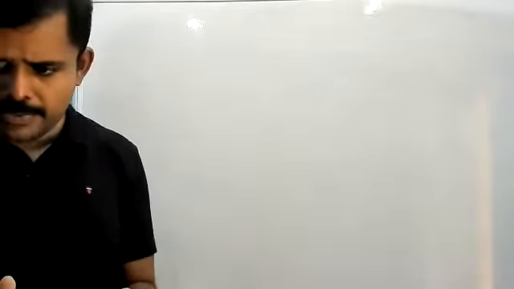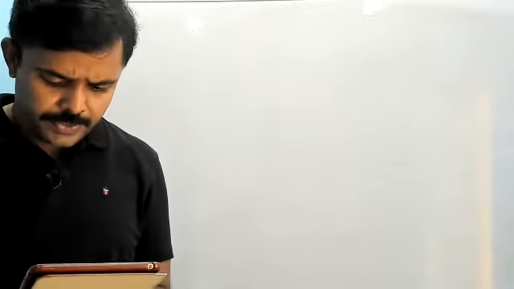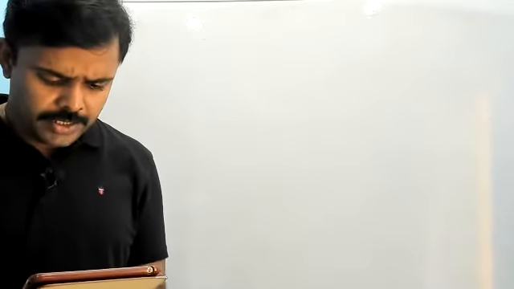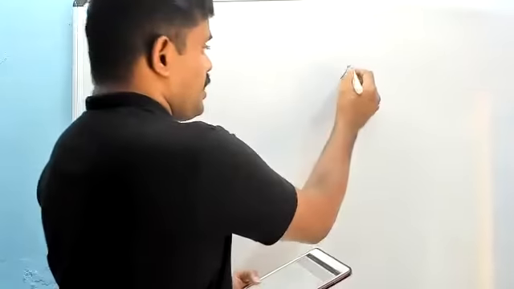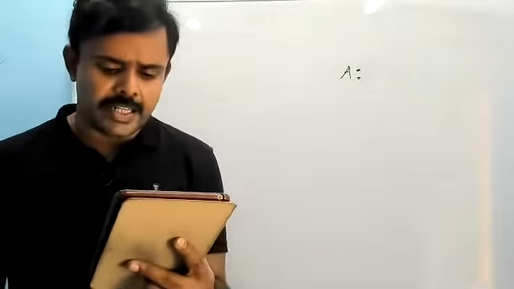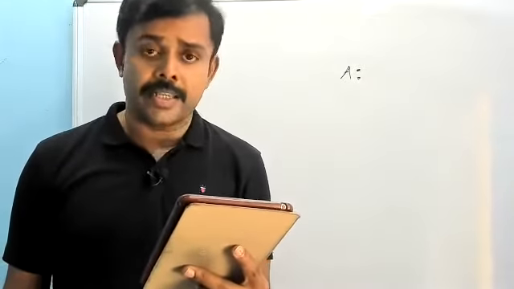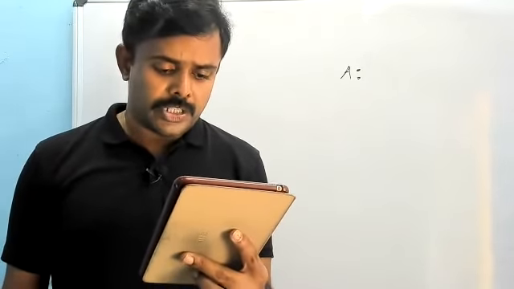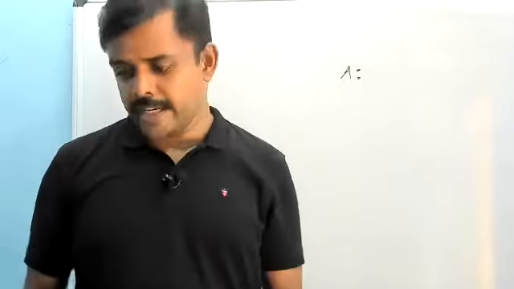So let's look at question number 19. Let us read the assertion statement of question number 19. When the observation point lies along the length of the current element, the magnetic field is 0. Observation point lies along the length of the current element.